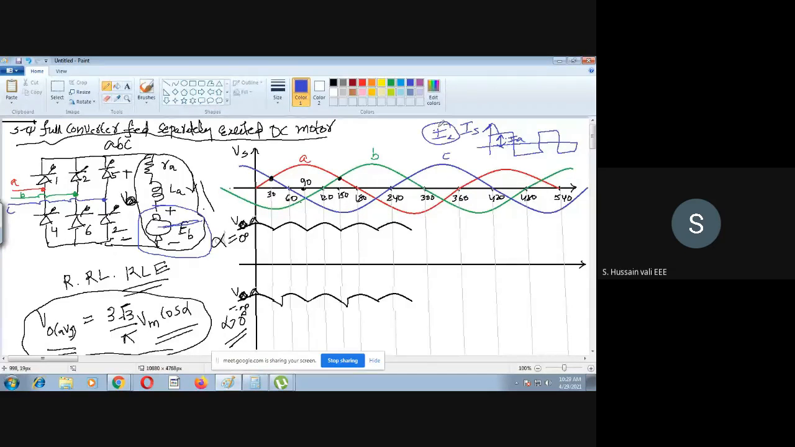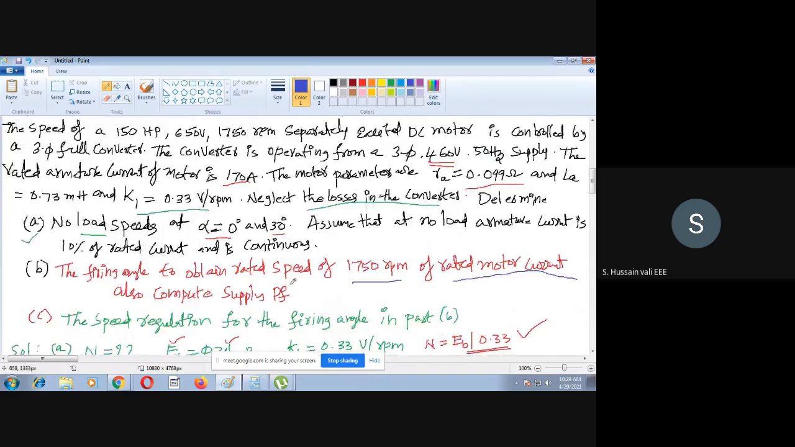Just recall yourself. Now, in the case of the three phase, there is a little bit of difference you will find. He has given the firing angle. He is asking to compute the supply power factor at this firing angle. That's also important. At this firing angle, he is asking what the supply power factor is.